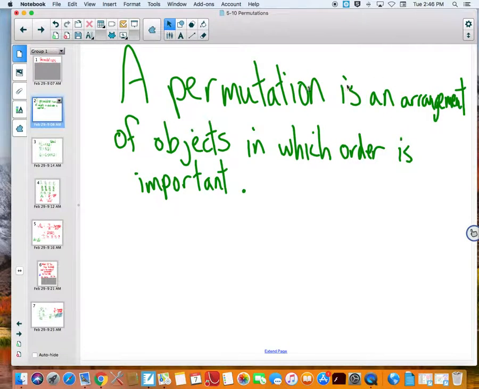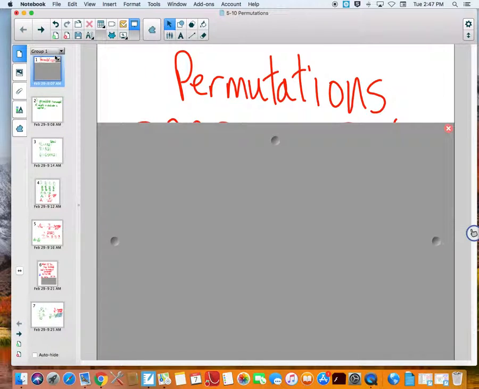A permutation is an arrangement of objects in which order is important. For example, a president versus a vice president would have different roles. When I'm looking at books on a shelf, if I'm putting them in alphabetical order or random order, the order matters. Okay, so a couple different options with this.